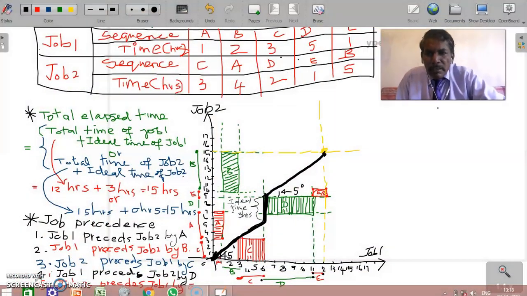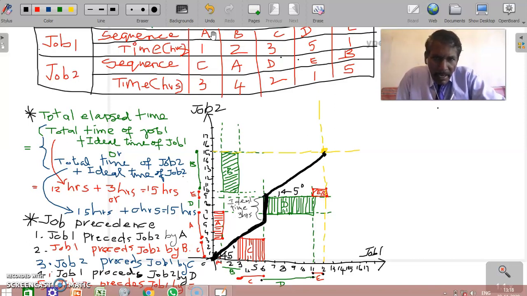Right. Now this is the problem given to us. Job 1 and job 2, only two jobs, but machines A, B, C, D, E. So how many machines are there? One, two, three, four, five. Five machines and two jobs. How can we solve this type of problem? Look at this. This is the question format.